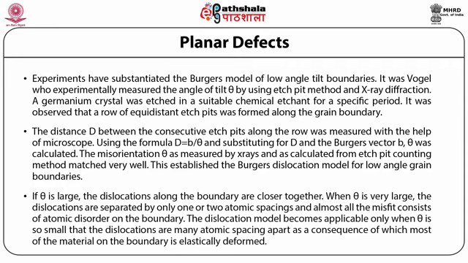If theta is large, the dislocations along the boundary are closer together. When theta is very large, the dislocations are separated by only one or two atomic spacings, and almost all the misfit consists of atomic disorder on the boundary. The dislocation model becomes applicable only when theta is so small that the dislocations are many atomic spacings apart, as a consequence of which most of the material on the boundary is elastically deformed.